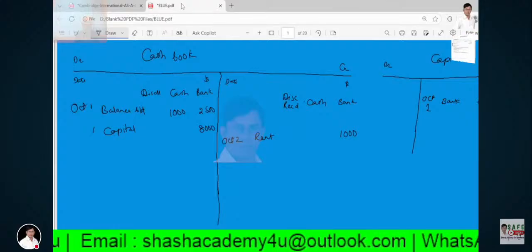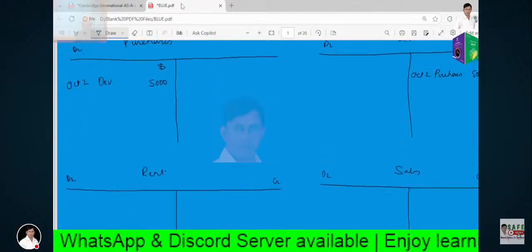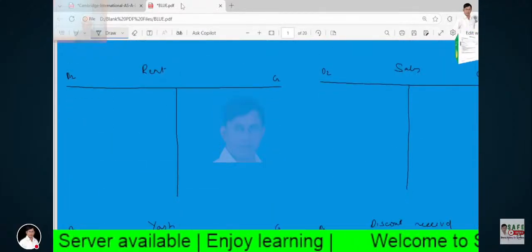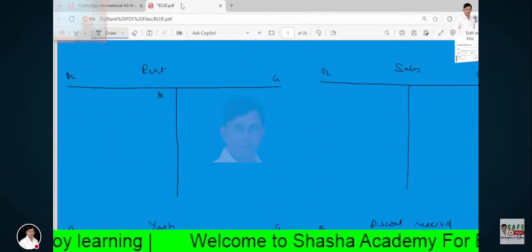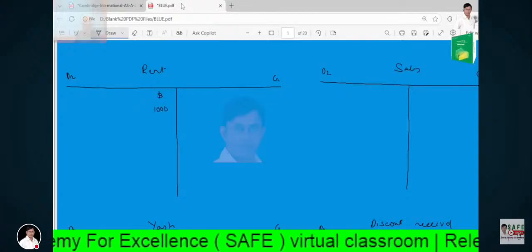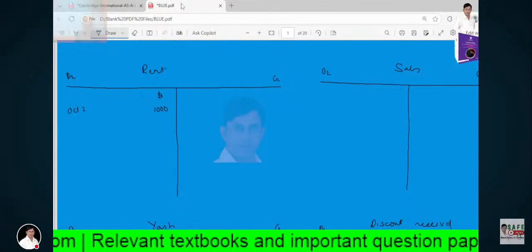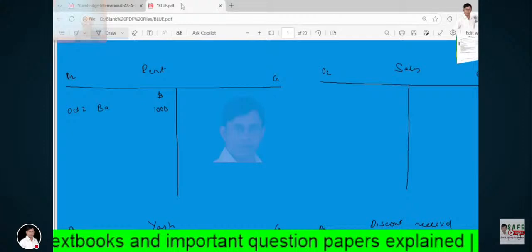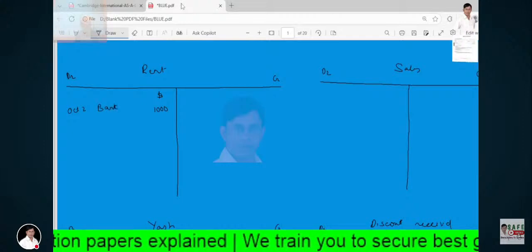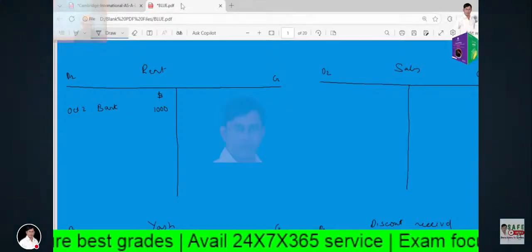So next, we are recording the opposite side in the rent account. 1,000, October, bank we have paid. Rent account is an expense, a nominal account, so always debit.